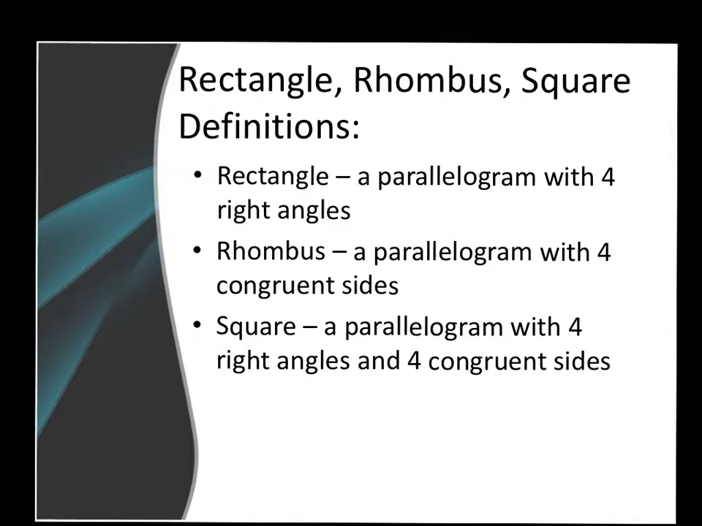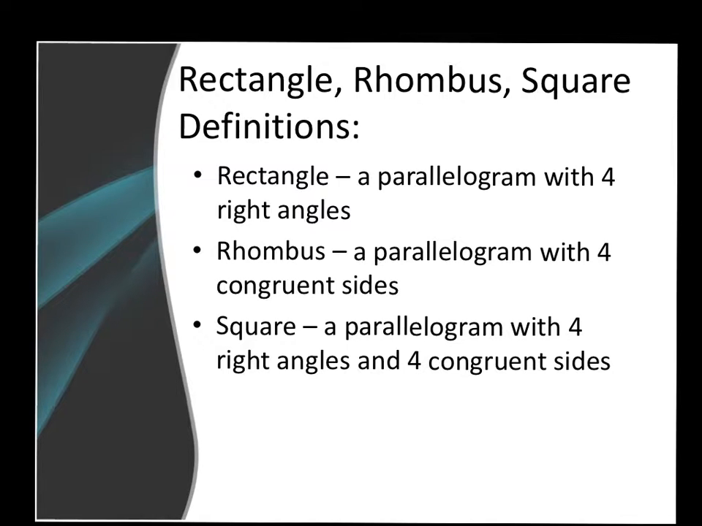So notice each of them says a parallelogram with blank, which means that all 3 of these have all the characteristics of a parallelogram. All 3 of these have opposite sides parallel, opposite sides congruent, opposite angles congruent, and diagonals that bisect each other. And then consecutive angles that are supplementary. It's just that now we have an additional property to add to each of those.